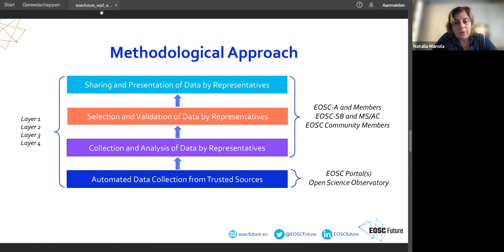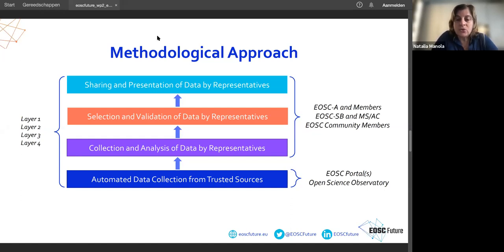So one of the key areas that we're working on, as Gareth said, is with the EOSC strategic group, and also with the EOSC Association. And there is a lot of information, especially about policies, that is just known by people. So what we will be doing is, first of all, at the bottom, if you see, there is going to be an automated data collection from trusted sources.